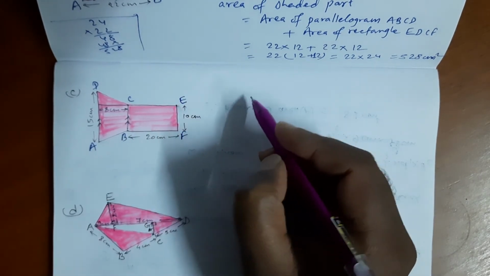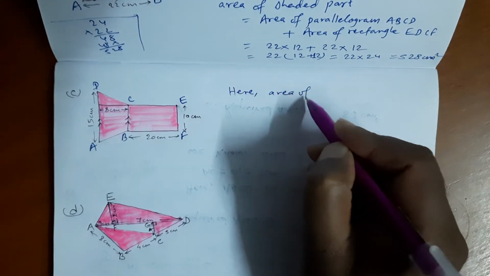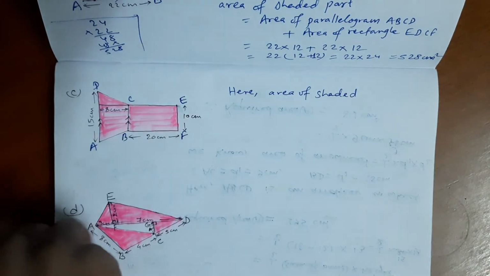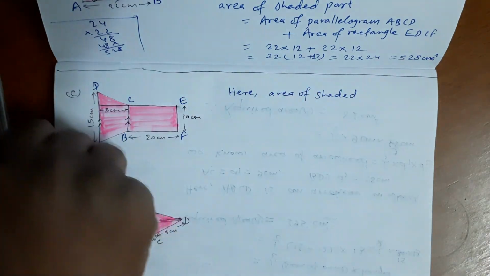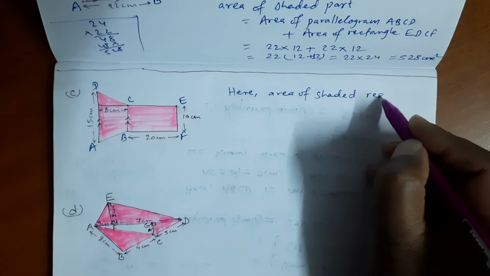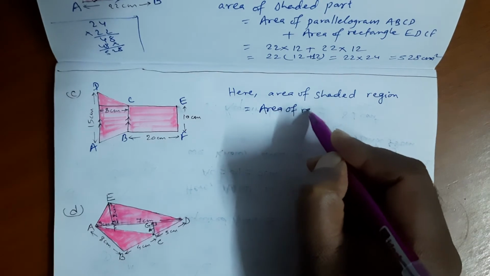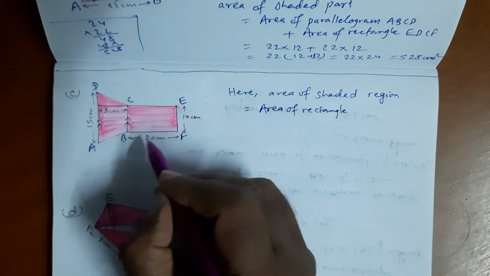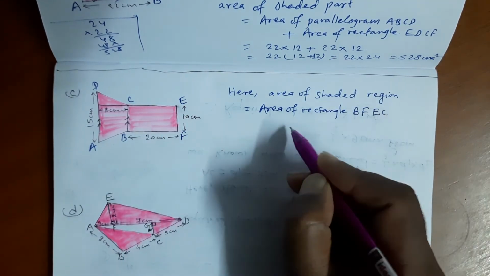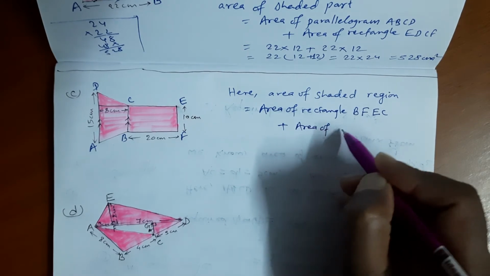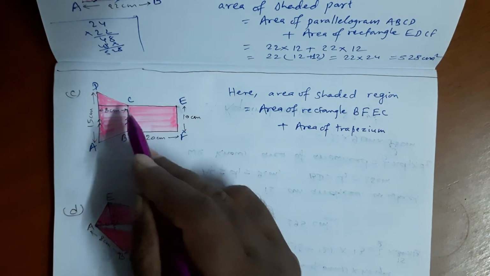Here I'll draw the line so as not to be confused with the above part. Area of shaded region equals area of rectangle BFEC plus area of trapezium ABCD.